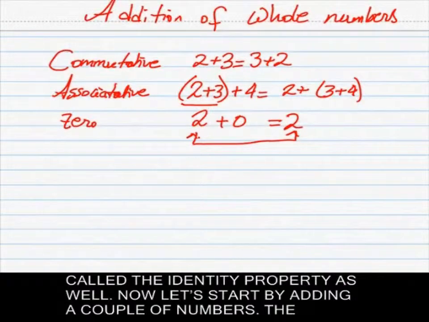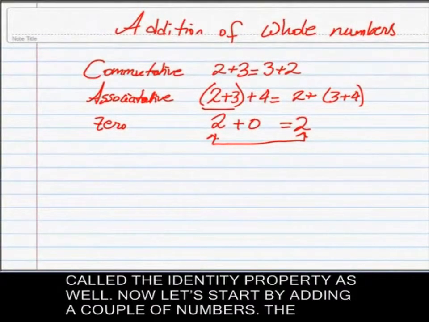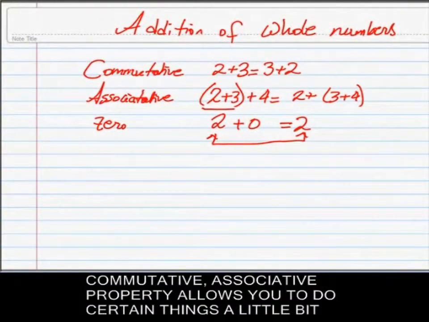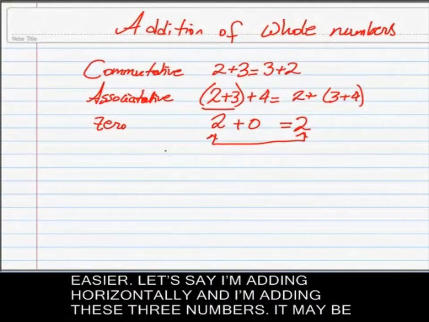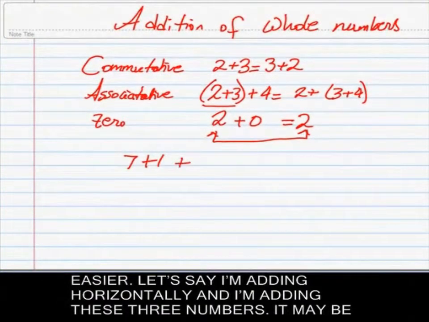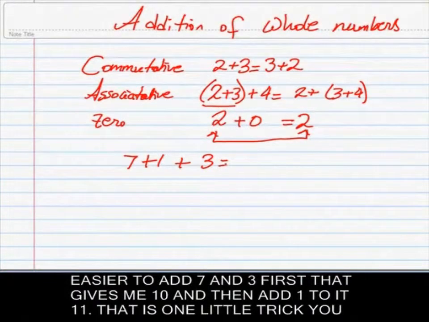Now let's start by adding a couple of numbers. The commutative and associative properties allow you to do certain things a little bit easier. Let's say I'm adding horizontally, and I'm adding these three numbers. It may be easier to add 7 and 3 first. That gives me 10, and then add 1 to it, 11. That is one little trick you can do.